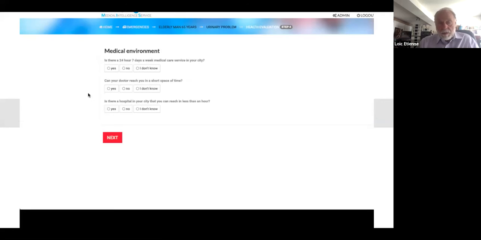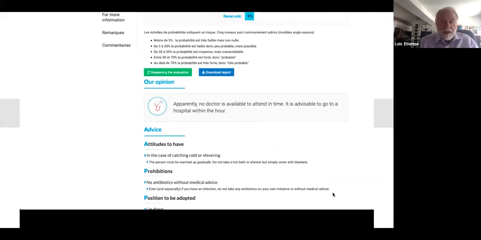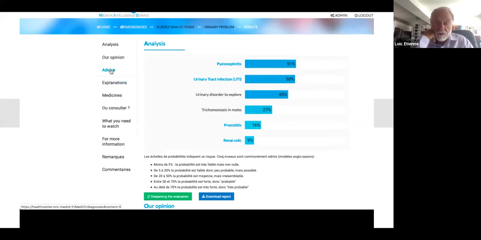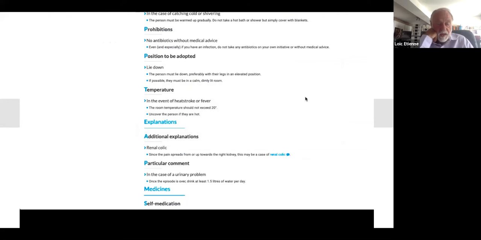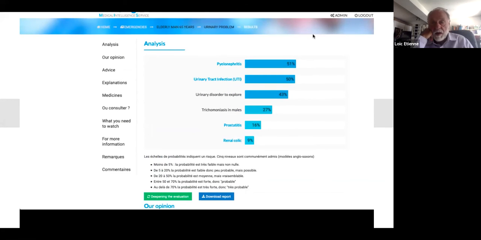And after, the system asks for the medical environment, and the conclusion is pyelonephritis, that is an infection of the kidney, and other diagnoses less probable. The system says that it would be better to go to the hospital within 1 hour. After, the patient can receive advice on what to do and not to do. And he can receive another explanation on pyelonephritis, so you see here.